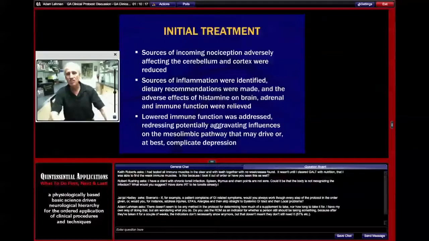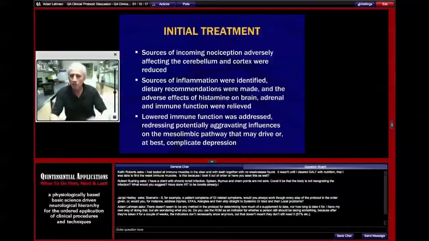Then we addressed systemic nutritional factors, and sources of inflammation were identified. Dietary recommendations were made, and the adverse effects of histamine on the brain. Histamine is an excitatory neurotransmitter. On the adrenal glands, some say it's the most powerful irritant to the adrenal. And on immune system function, suppressing or aggravating immune system function, that was relieved.